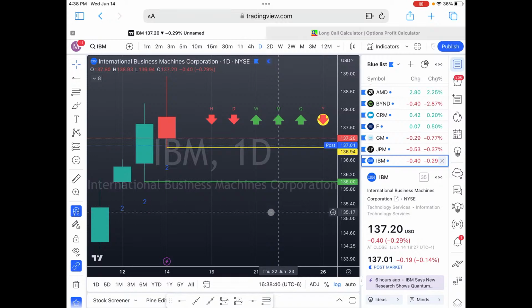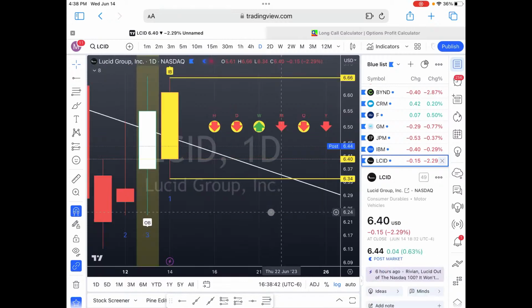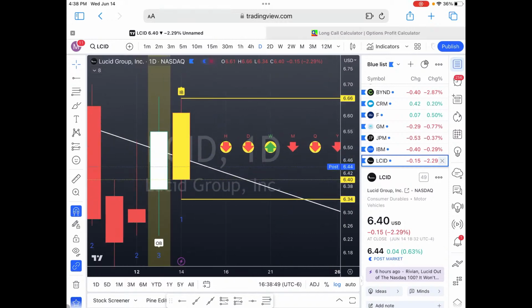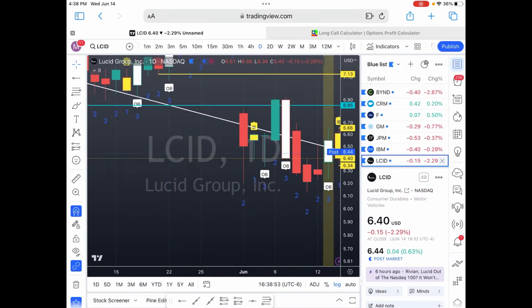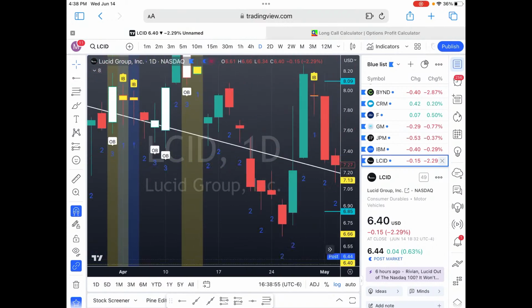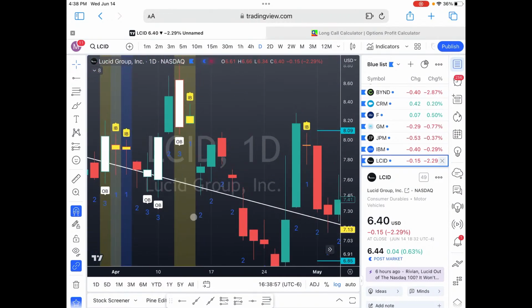First target at 136. Lucid Motors, not something that the Strat Soldier likes, but I'm going to put it on here because we have that fantastic 3-1 setup. If we go into Lucid and just scan back, look for that gold bar. Last time we had the 3-1, big gap. Okay, so we had that. Then we had a 3-1 with an inside bar.